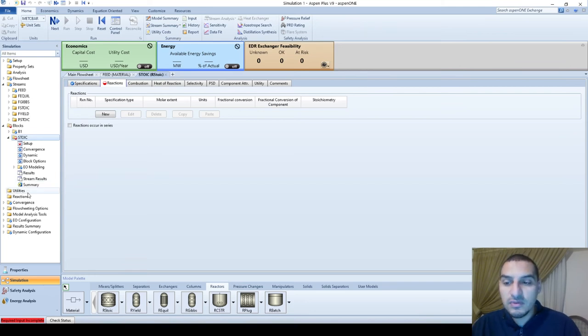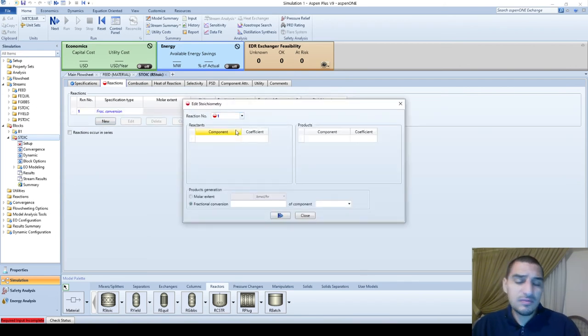So when you define the reaction here, it's a global reaction. It is available in any other unit. But here the reaction that you define is just specific for this unit only or this block only. So you can define the reactions. First, you can define more than one reaction, but in our case we have only one reaction.